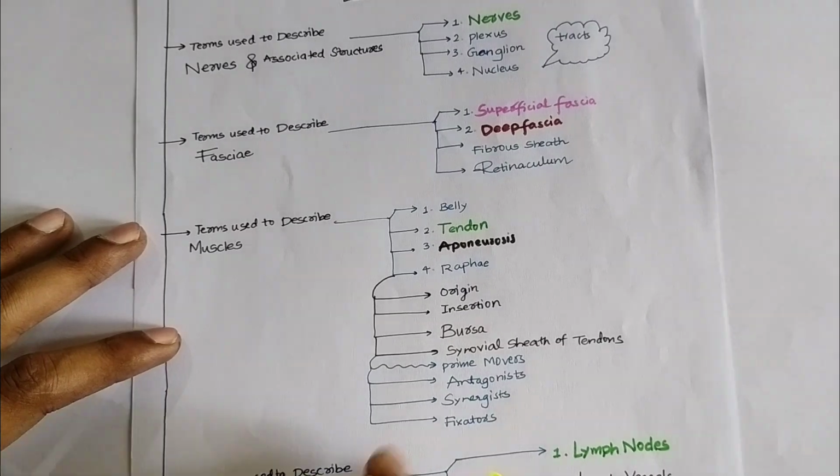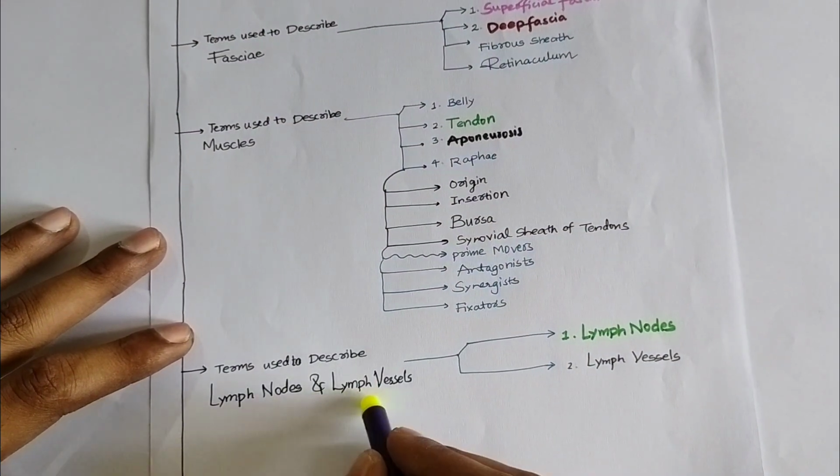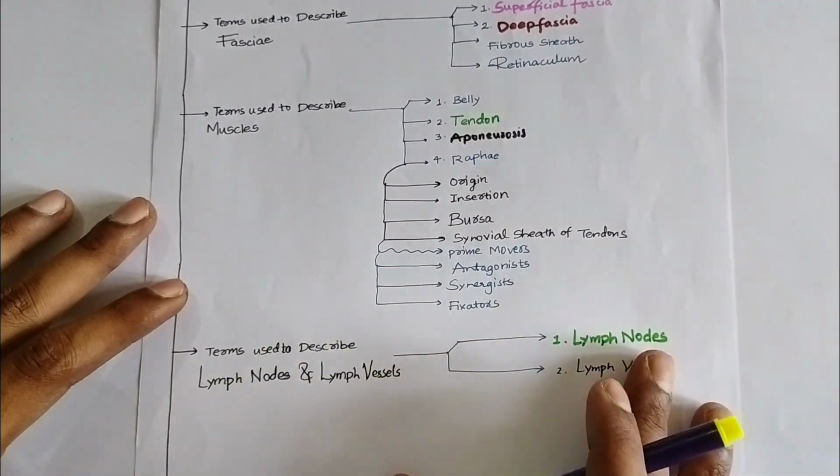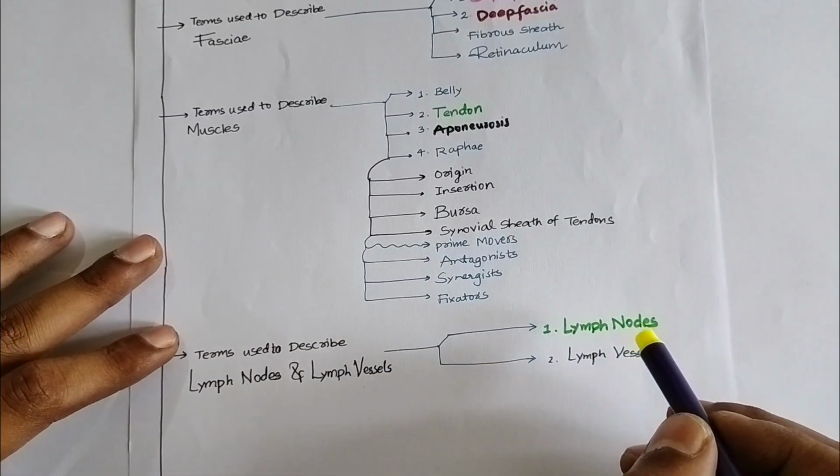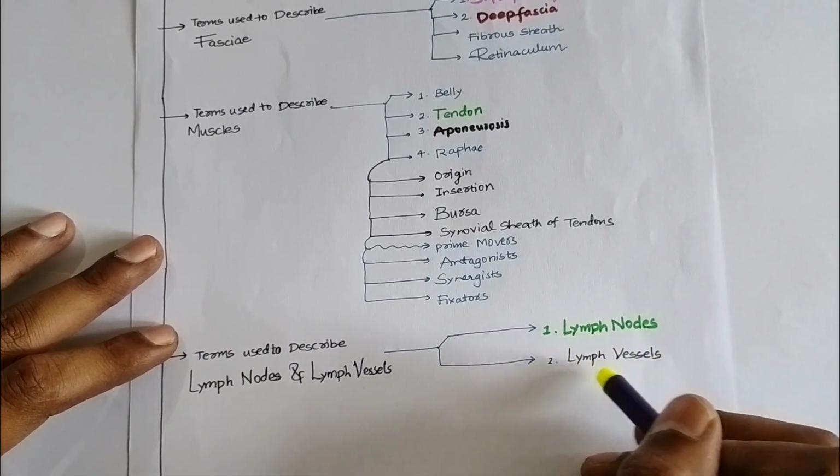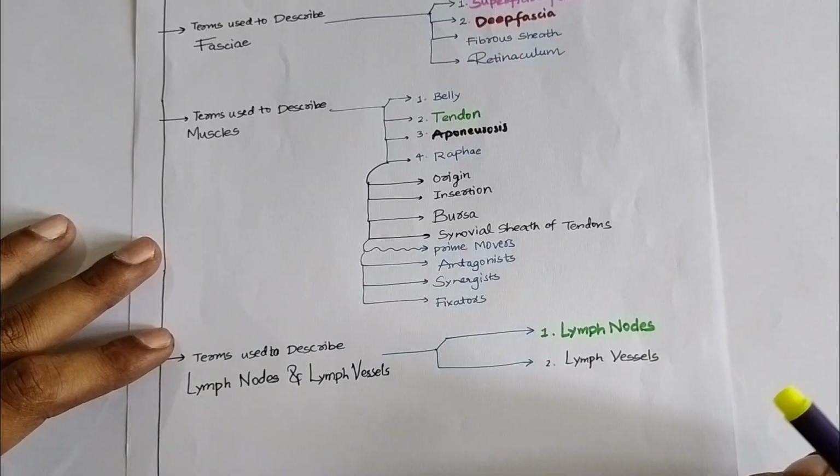And the terms used to describe lymph nodes and lymph vessels. This is very important. Like lymph nodes, where they are located, the location of the lymph nodes and lymph vessels, you should know.